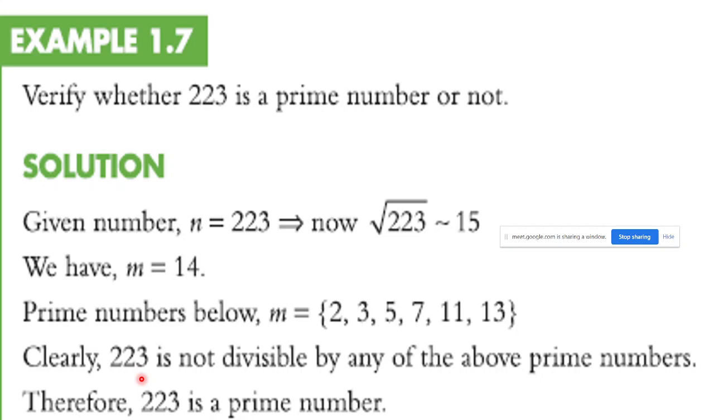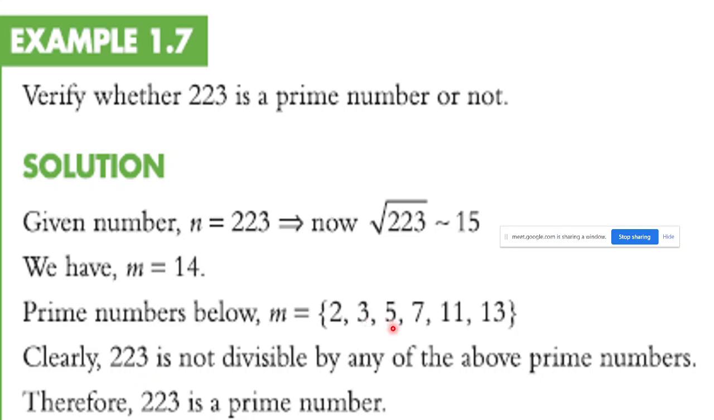The sum of all digits should be divisible by 3, sir. Yes, very good. 2 plus 2 plus 3 is equal to 7, and 7 is not divisible by 3. Yes, very good, my dear. That is the divisibility rule for 3. So this number is not divisible by 3 also.